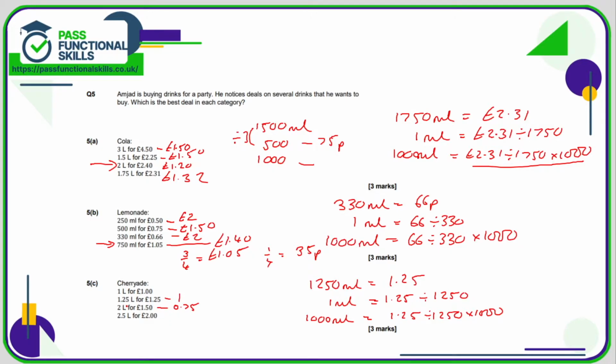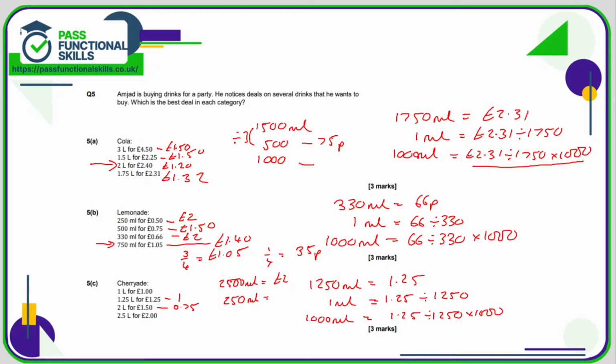Of course it is. If it's £1.25 for 1.25 litres, then it seems fairly obvious it should be £1 per litre as well. So it's the same price as the litre bottle above it. And what we've got here is 2.5 litres. So if we call that 2,500 millilitres, which costs £2, what I'm going to do here is, well, I could work out what 1 millilitre is, but I'm going to work out what 250 millilitres is.